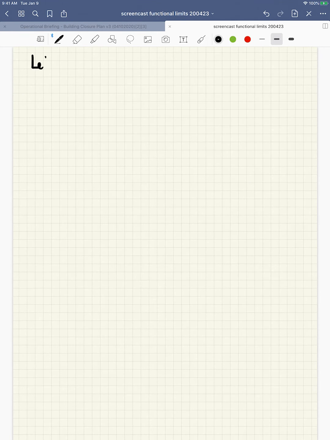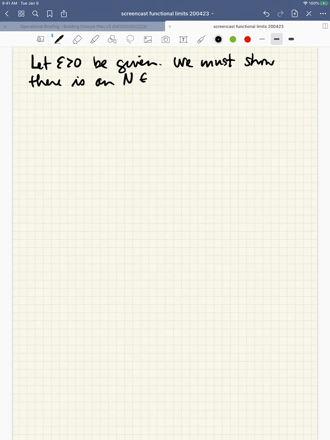So let's let epsilon greater than 0 be given. We must show there is an N where if n is bigger than capital N, then the absolute value of f(xn) minus L is less than epsilon.